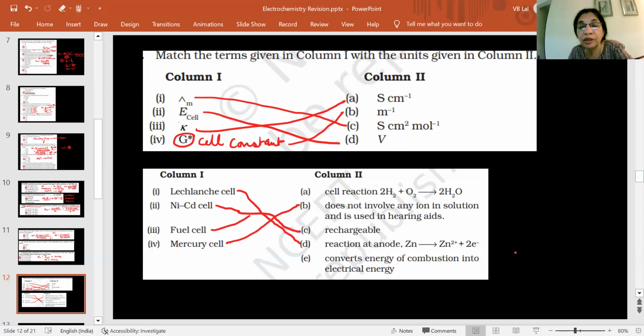Converts energy of combustion into electrical energy, or the cell reaction is this. A is also correct. In the cell reaction of a fuel cell, you get only water. That is the interesting thing about a fuel cell. So it can continue for a long time, as long as there is hydrogen and oxygen present. And the byproduct is water, which is also very useful, especially in your space programs.